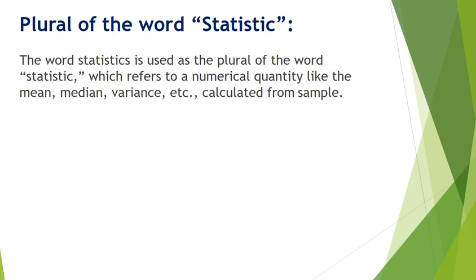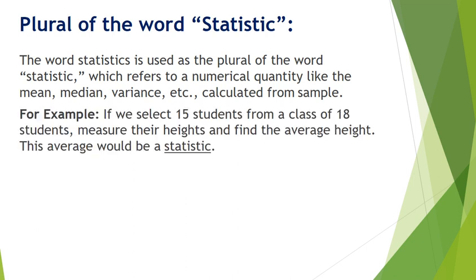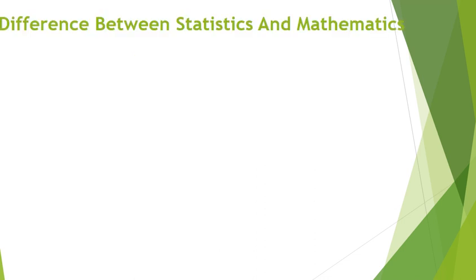Now coming to the slide. The word statistics is used as the plural of the word statistic. Statistics is a subject and the singular is statistic, which refers to a numerical quantity like the mean, median, variance, etc., which can be calculated from a sample. For example, if we select 15 students from a class of 18 students, there are a total of 18 students in the class, but we select only 15 students, measure their heights and then find the average height. This average height of 15 students would be a statistic.